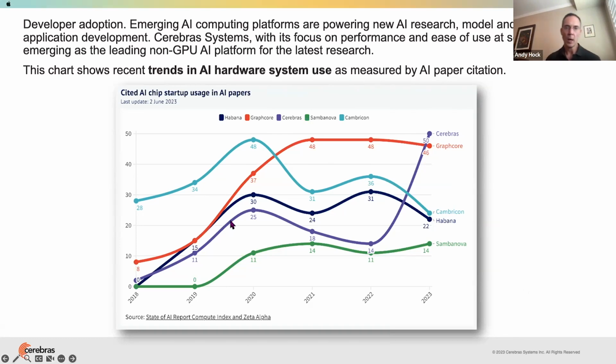You can see in there, Habana, GraphCore, Cerebras, SambaNova, and Cambricon. And one of the things that we were most proud of at Cerebras over the past year is that we've developed our software and systems significantly and sufficiently such that more and more researchers are starting to use our machine to really not just train existing models, but push the envelope of what's possible in new models. And you can see over the year 2022 to 2023, the citation of Cerebras systems cited in cutting edge AI research leapt up, and we're looking forward to continuing that trend.